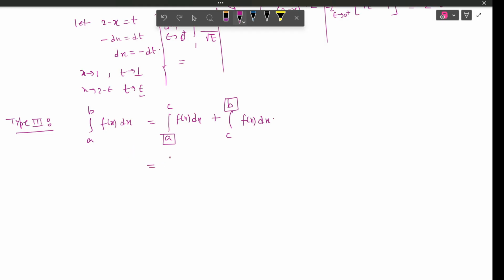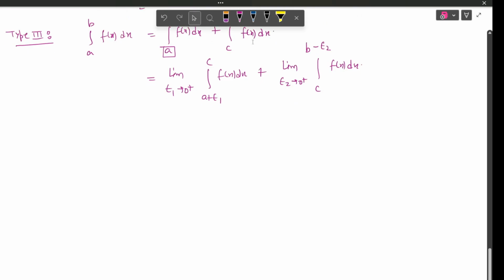Now you can merge this. Limit epsilon 1, let us say, tends to 0 plus integration a plus epsilon 1 to c f(x) dx plus, let us say, limit epsilon 2 tends to 0 plus integration c to b minus epsilon 2 f(x) dx. Okay, now let us see one example to understand this thing very clearly.